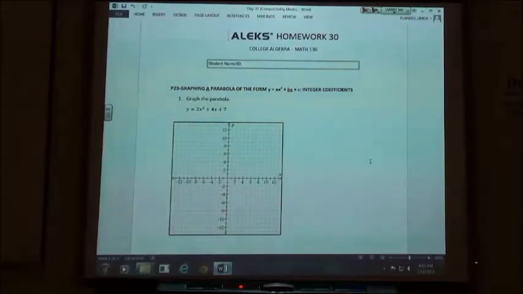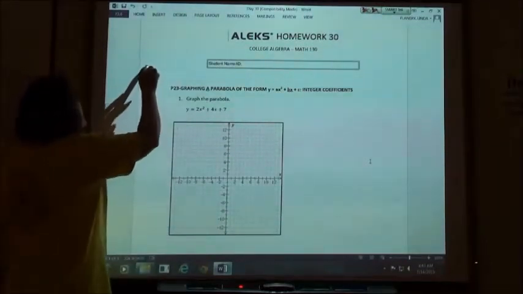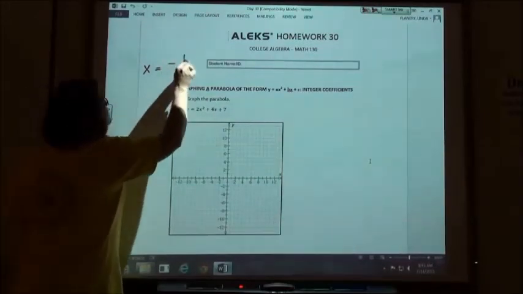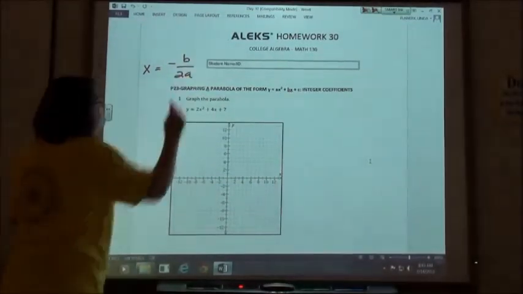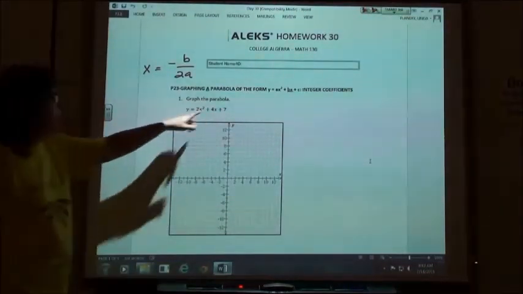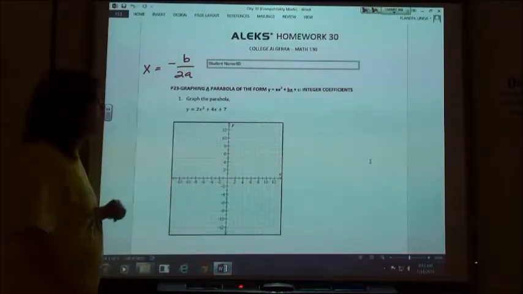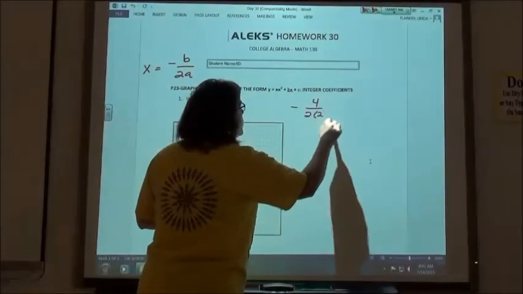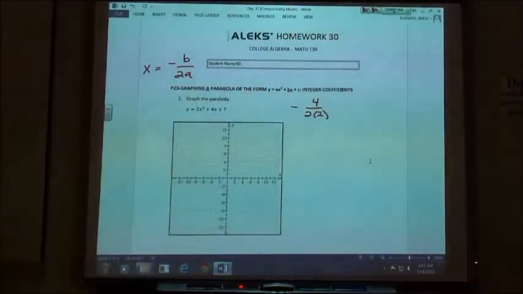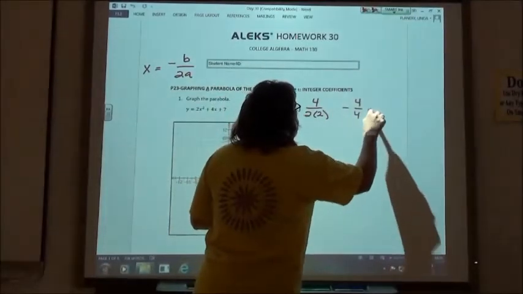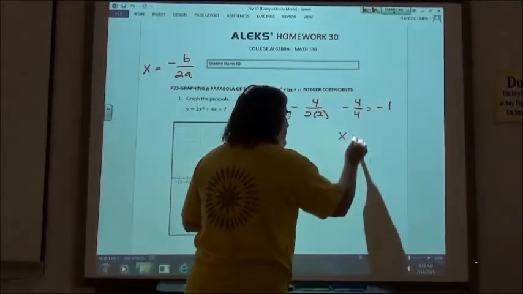And so they tell you that if you want to find the x value of your vertex, you're going to do minus b over 2a. And the a, b, and c are just like when you use the quadratic formula. So b would be 4, a would be 2, so I would have minus 4 over 2 times 2. And then I would simplify that, so I would have negative 4 over 4, which is negative 1.